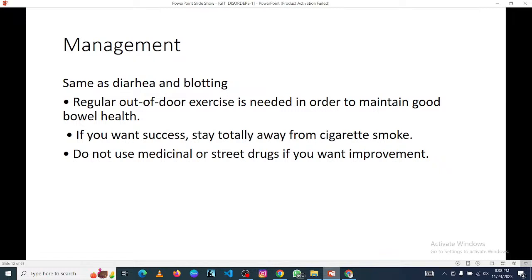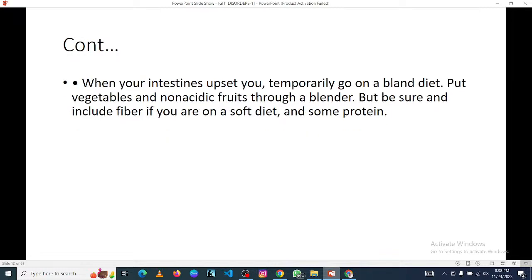So what are some of the management options? How can you manage IBS, these two symptoms together? You should do some regular outdoor activity. If you want success, stay totally away from cigarette smoking. Do not use medicinal or street drugs if you want improvement. Mostly the cause of IBS is not known. Yeah, but being an ulcer, it's very, very easy to treat. Within 2 months, you become okay.